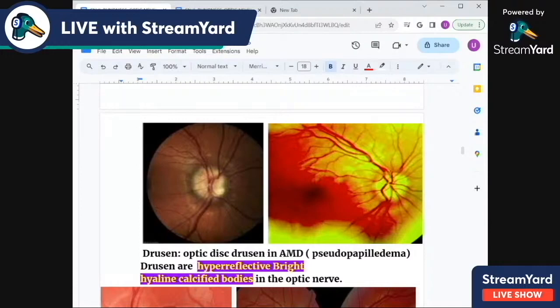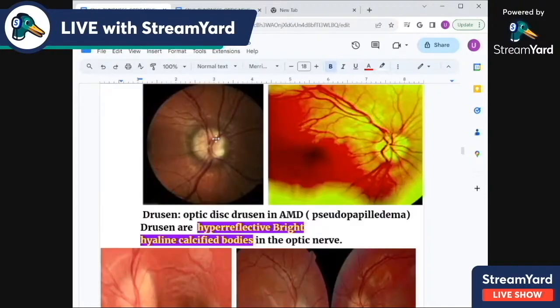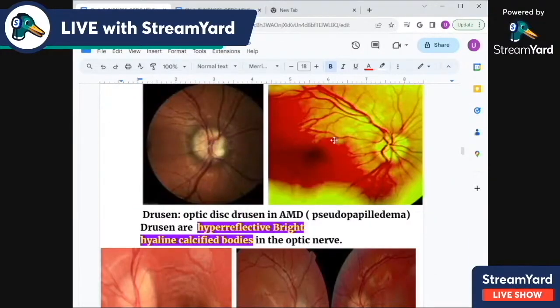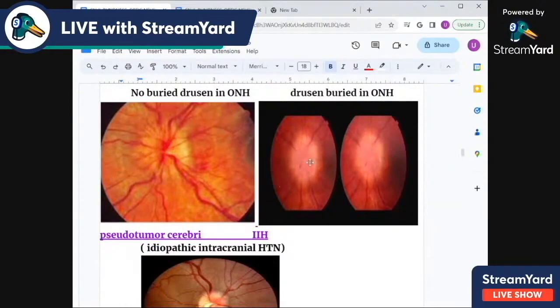And this one, drusen, where does it occur? It's clustered in the macula, scattered all over, but it occurs in the non-exudative form of AMD, which is more common. That occurs in 85% of cases. So this is pseudo papilledema. This is drusen here, and this is blurred margin, optic cupping, so everything that papilledema has. So that's the difference between the pseudo papilledema and papilledema.